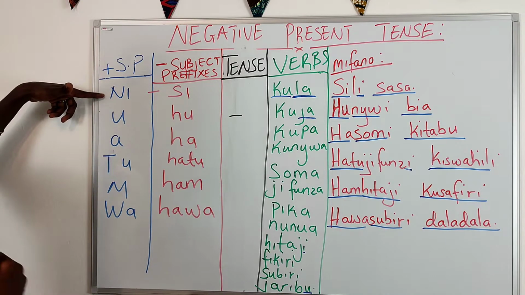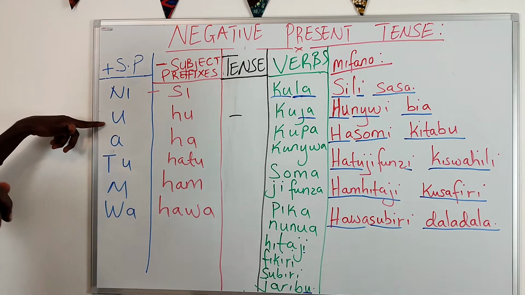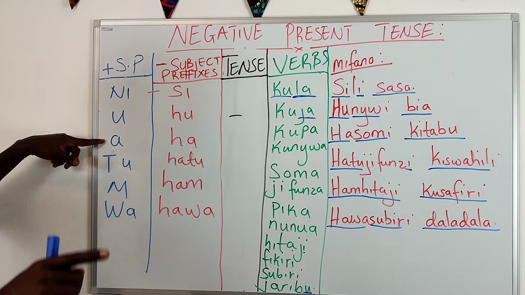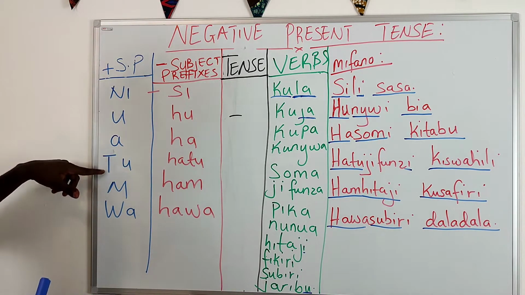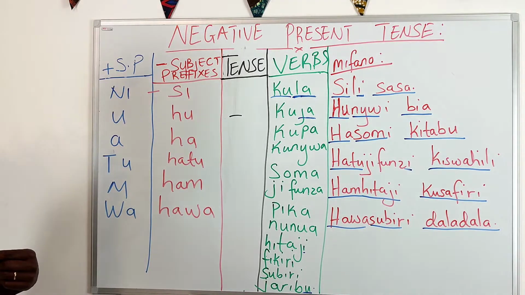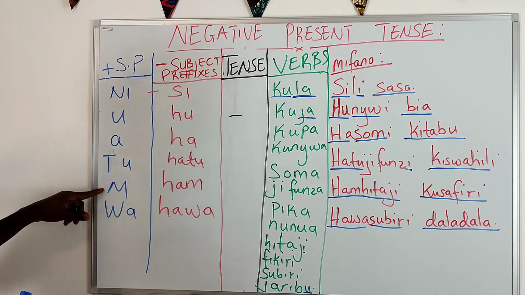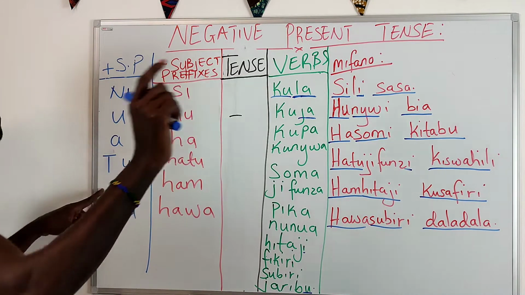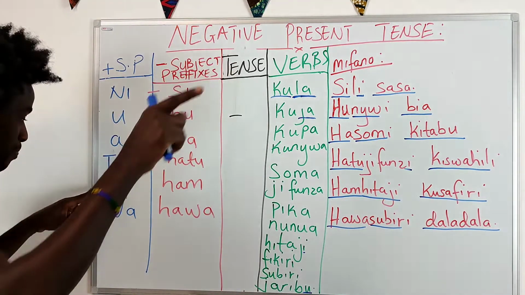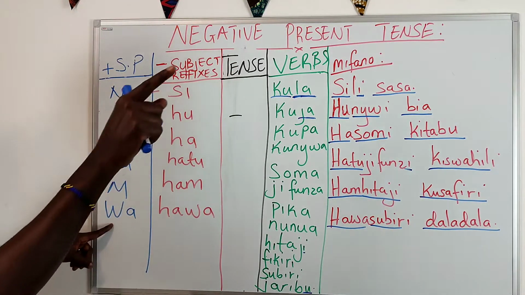So ni stands for I, u stands for you, a stands for he or she, tu stands for we, I mean me and you, m stands for you but the plural, so you all, and wa stands for they.